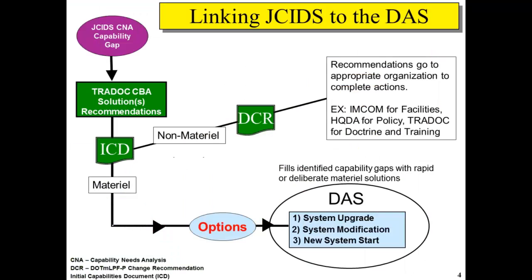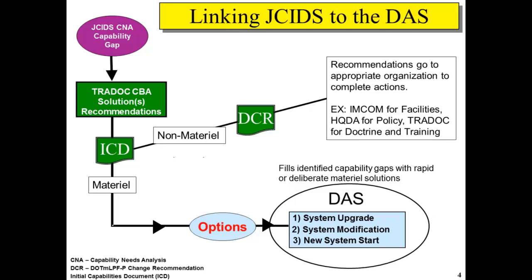Next slide. All right, so we talked about the linkage between the JSIDs and the DAS. Pretty simple. So you have the JSIDs capability needs analysis, their capability gap. We said, okay, we got a gap. It's been approved that it is a gap, and we send it down to TRADOC through the capabilities-based assessment for a .mil PFP solution recommendation. The Center of Excellence could send back an ICD, which is a material and non-material solution, but keep repeating that ICD is material, but there will be non-material implications to that material solution. So an ICD will have both material and non-material.